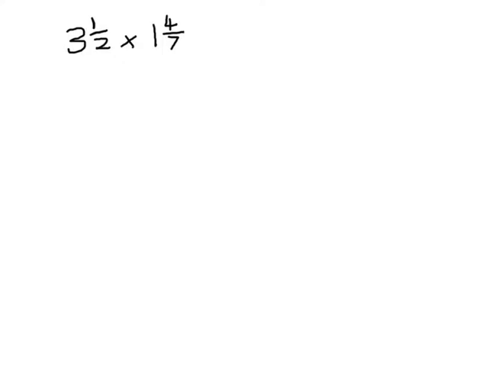Multiplying fractions is first up, and we've got two mixed numbers here. Before we do anything else when we're multiplying fractions, we need to convert those into improper fractions. So we've got 3 times 2, which is 6, plus this extra 1 lying around here, which gives us 7. So 3.5 is the same as 7 halves.